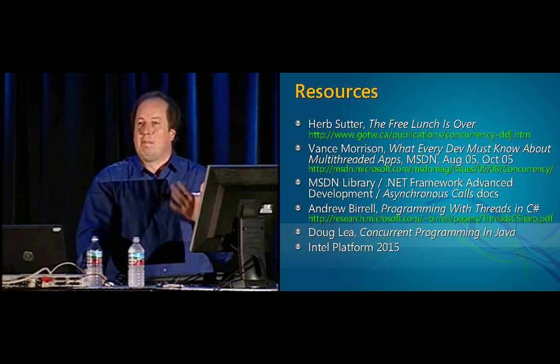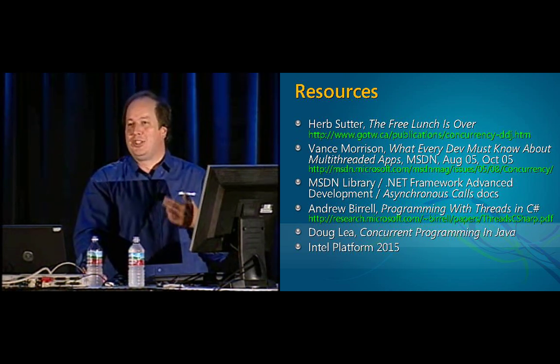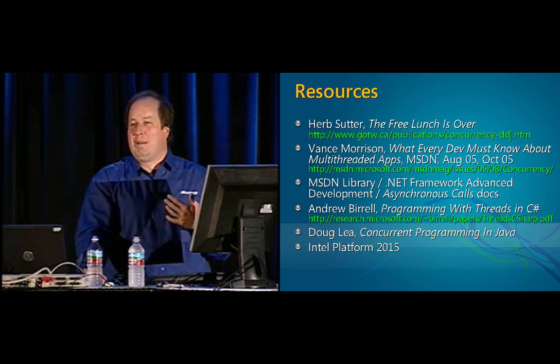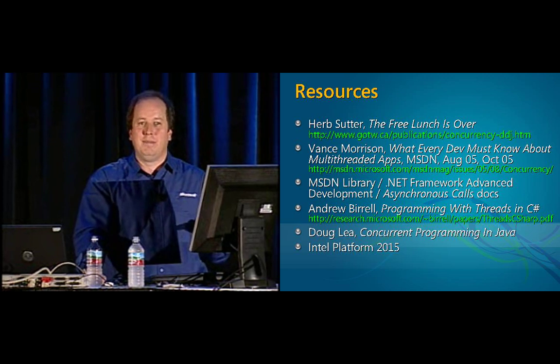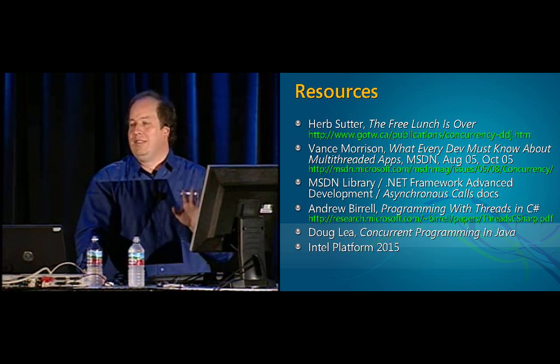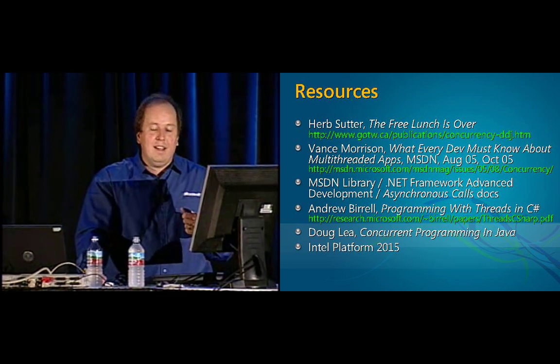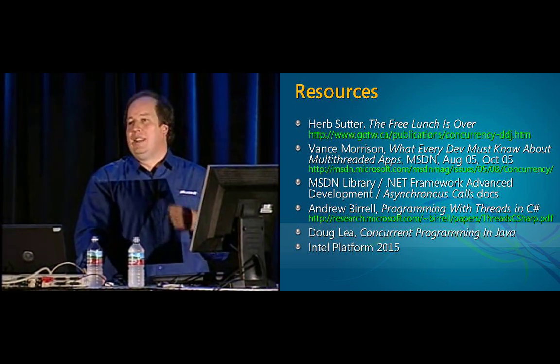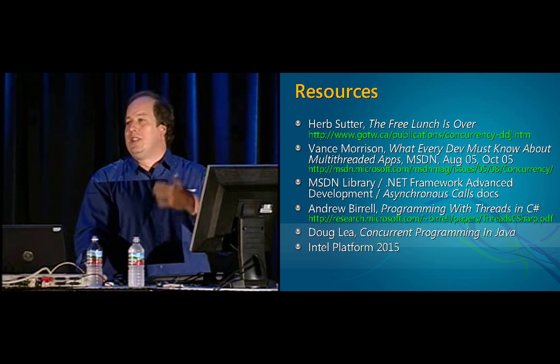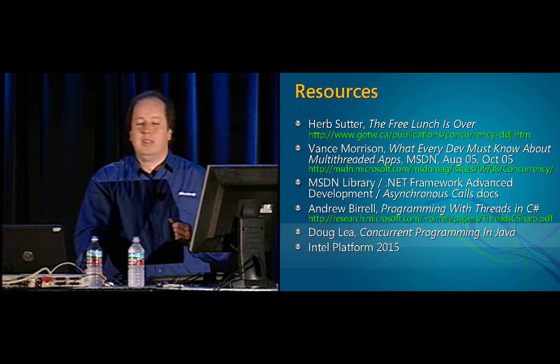And I claim that the best book for learning about managed code, threading, design patterns, and usage is actually Doug Lea's book on concurrent programming in Java. 95% of the information in that book applies to managed code. And if you read that, you'll get some really interesting new insights into the problem. And finally, if you go to the Intel website and you look up Platform 2015, you'll see some very interesting ideas from Intel about where chip multiprocessors may go in the long term.